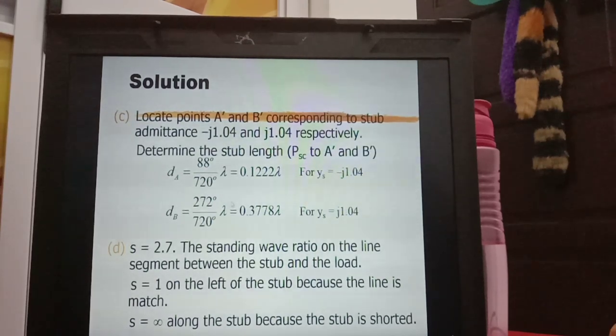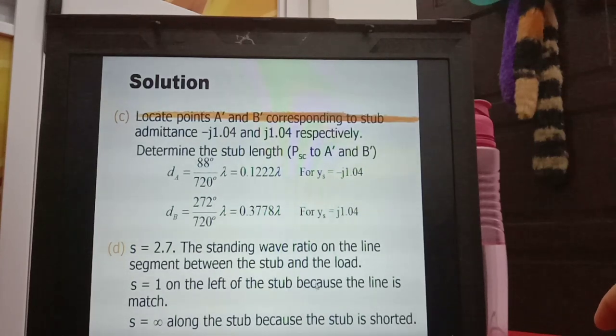So now, to find the standing wave ratio, because the transmission line is now matched with the stub line, that means the stub line plus the impedance of the antenna will be equal to 100 ohm, which is a matched load. So between the stub line and the generator, there will be no standing wave, since in a matched condition we have maximum power transfer. In other words, the standing wave ratio between the generator and the stub line will be equal to 1.